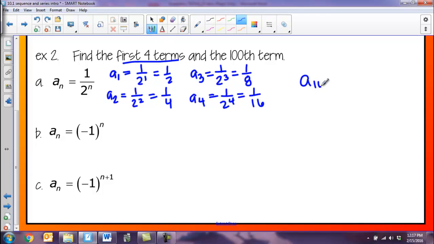It works the same way if you have a sub 100. Everywhere you see an n, you're going to replace it with a 100. You could try to simplify this, but your calculator's going to overflow. It's too big of a power. But that's the idea here.